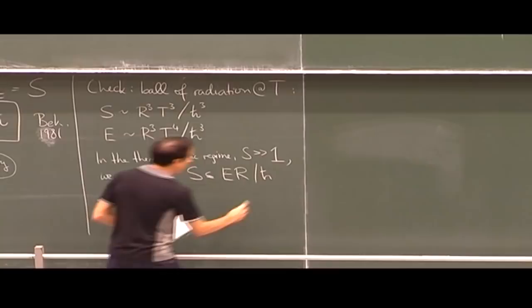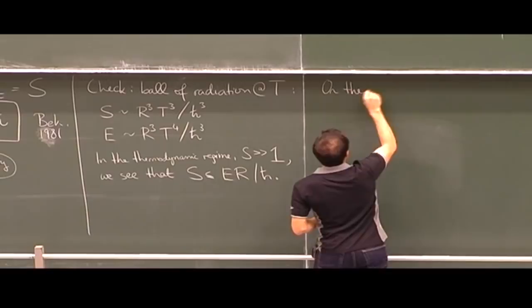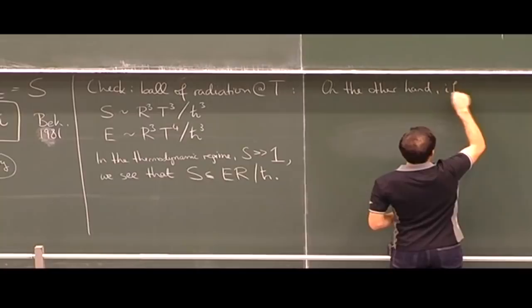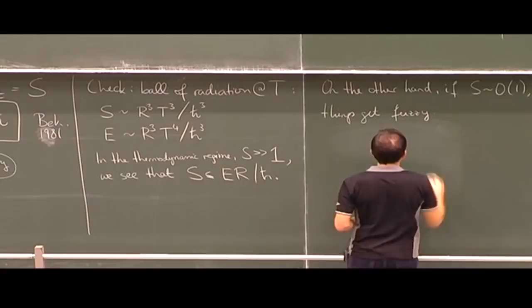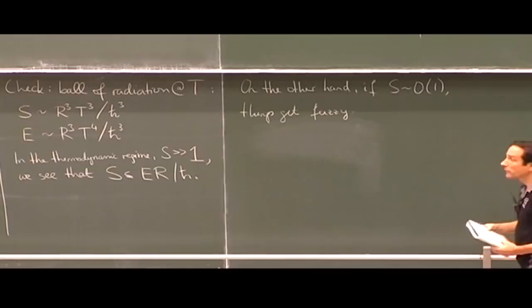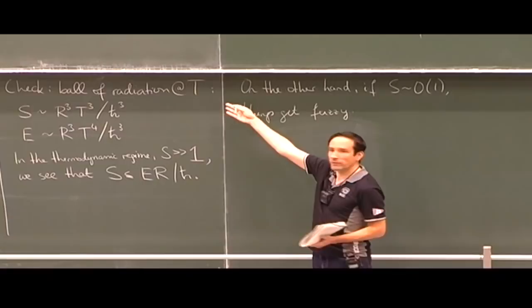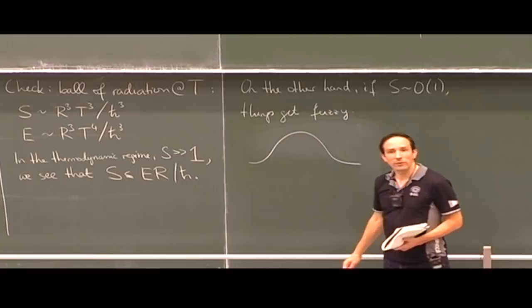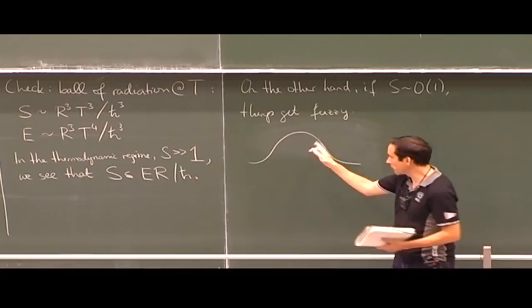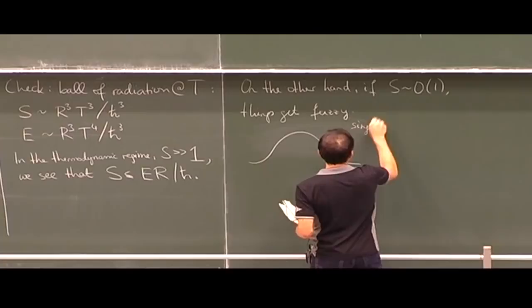But we also see, on the other hand, if the entropy is order one, things get a bit fuzzy. And I mean that both in the physics sense and in the sense that things get a bit ill-defined. So what do I mean by this? If the entropy is of order one, we can still think about this ball of radiation, but just crank the temperature all the way down to h-bar over R, where R is the radius of the ball. In this case, we'll have basically one thermal quantum in the ball, of order one. Let's just consider one, like this could be a photon. Let's say it's a single photon wave packet.